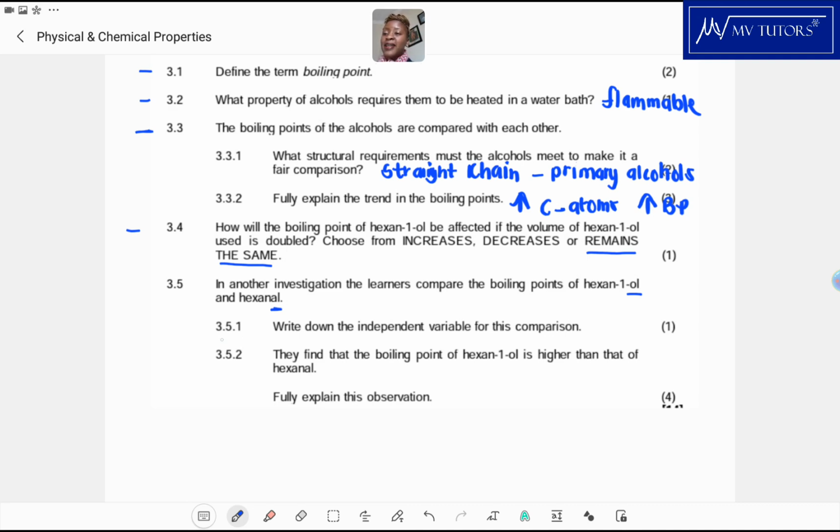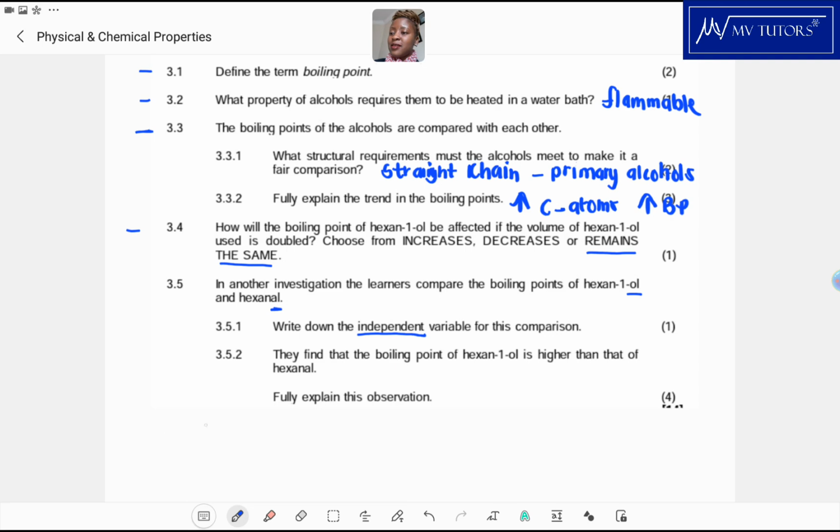But anyway, 3.5.1, it says, write down the independent variable for this comparison. Remember, you have the independent and the dependent variable. For example, your x-axis is independent and your y-axis is dependent. So the values you get on your y-axis are highly dependent on the x-axis values. So what is the independent variable for this comparison? Well, that will be the functional group.